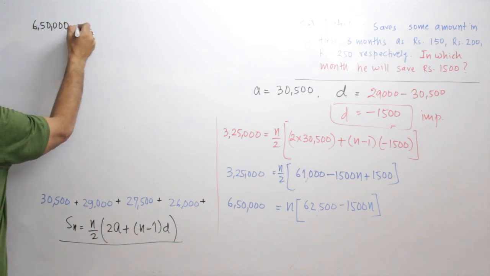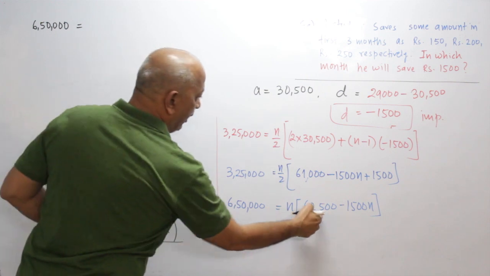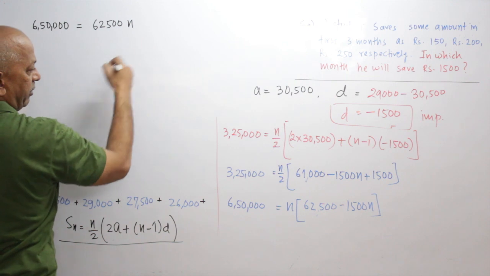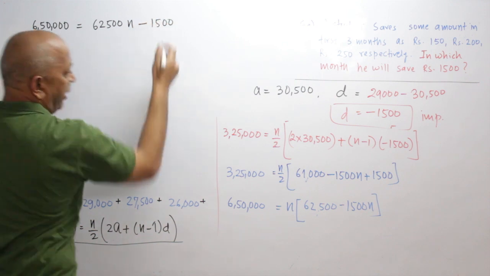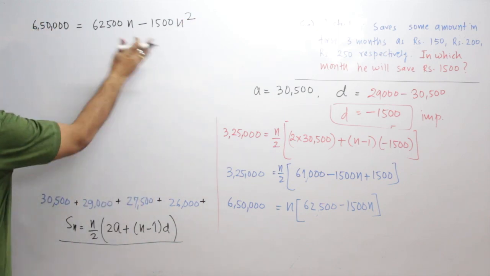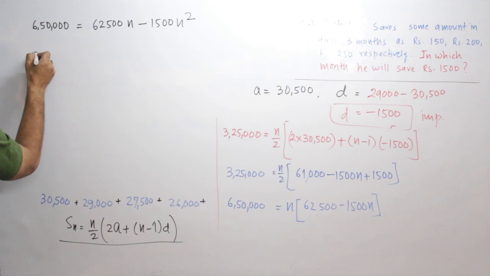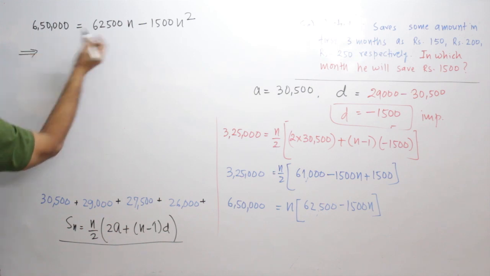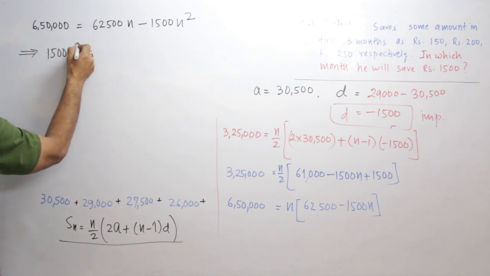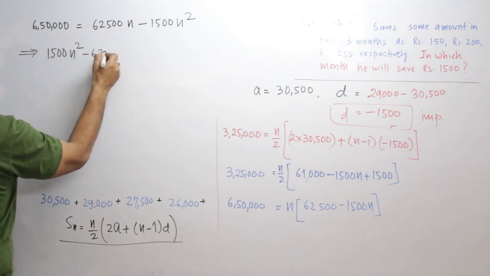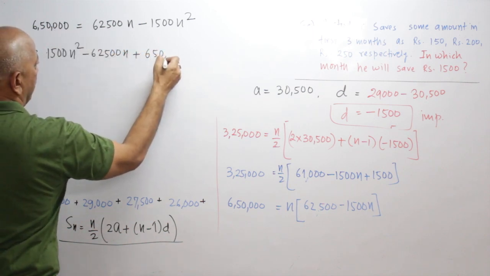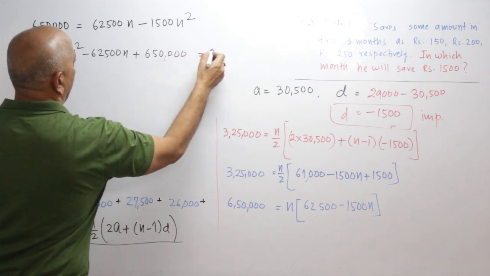So 6,50,000 is equal to n, I'll multiply here. So that is going to be 62,500 n minus 1,500 n into n, which is n square. So I can take all the terms on one side. If I take the left side, I'll get the equation 1,500 n square minus 62,500 n plus 6,50,000 is equal to 0.